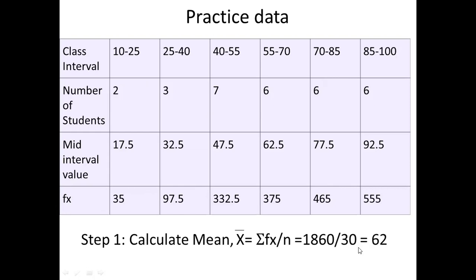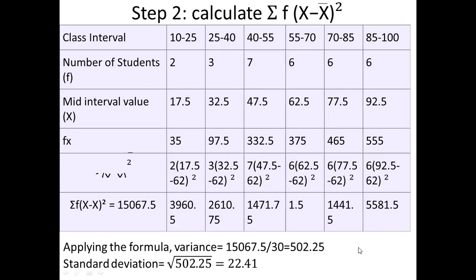Once we get the mean, it is easier for us to put the values in the variance formula. We go one step ahead and we calculate the summation of f times (x minus mean) whole square. Please ignore the way the formula is presented here. This is the calculation of this particular part of the formula: f into (x minus mean) whole square.